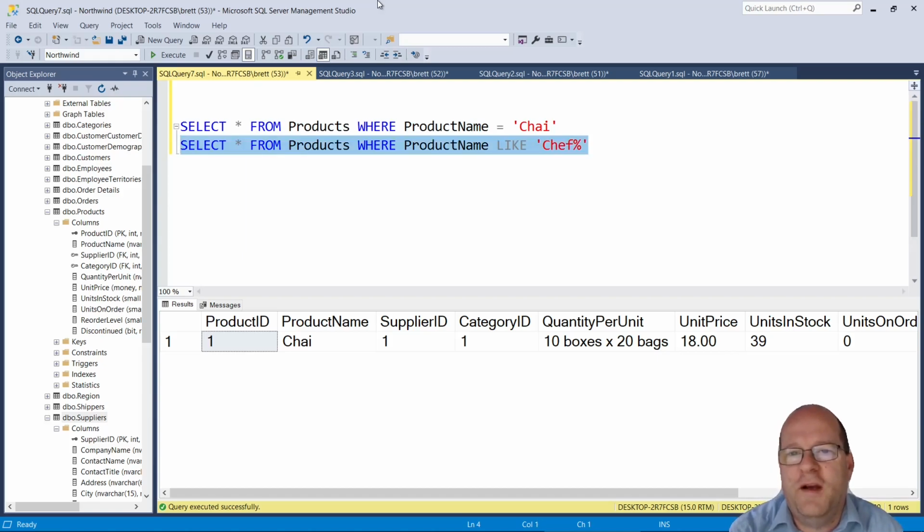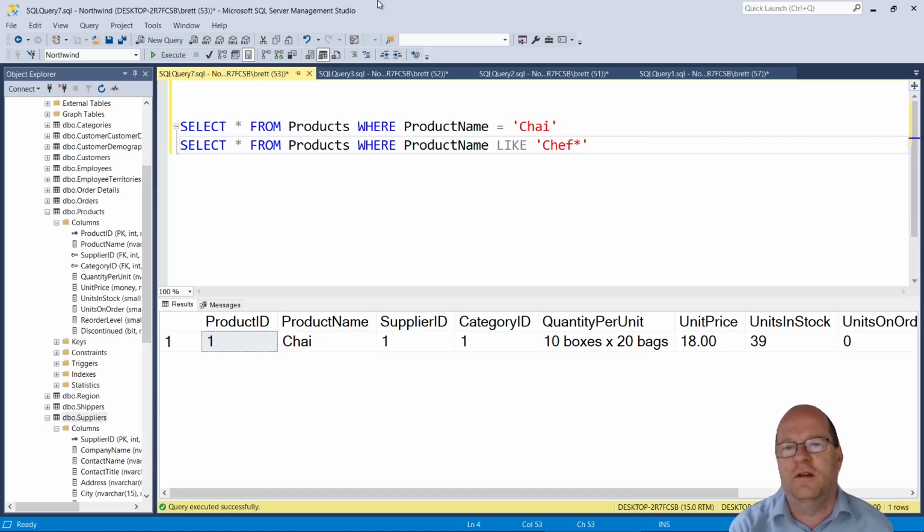You can also do pattern matching using the % sign. And remember that the pattern matching uses the % sign and not the star as you would in other systems like Windows Search. So just remember it is the % sign.